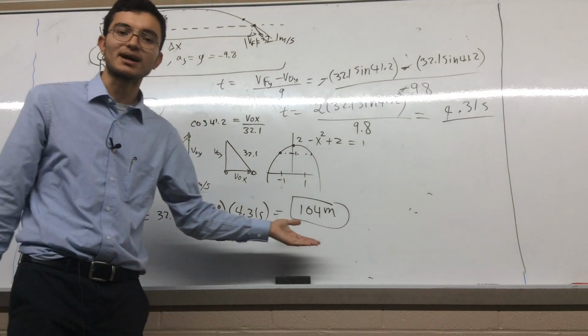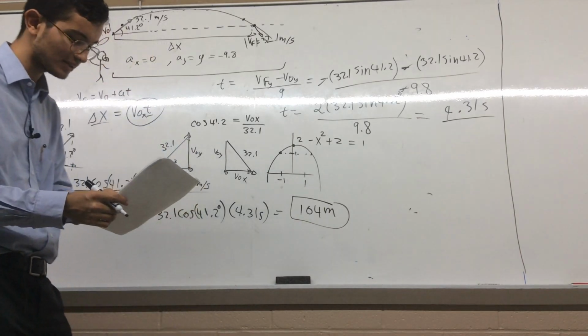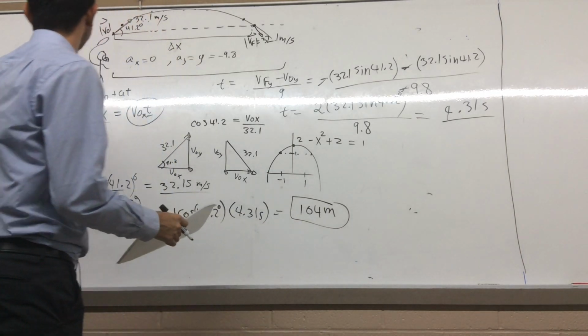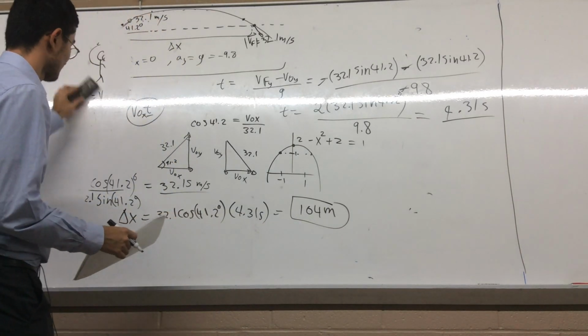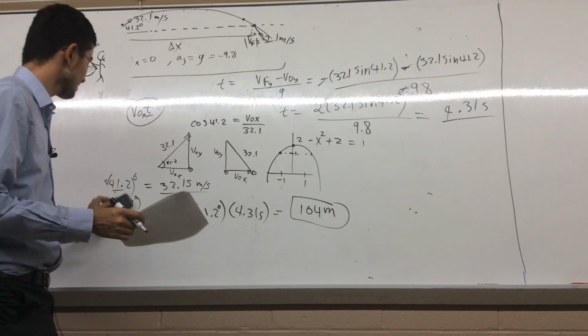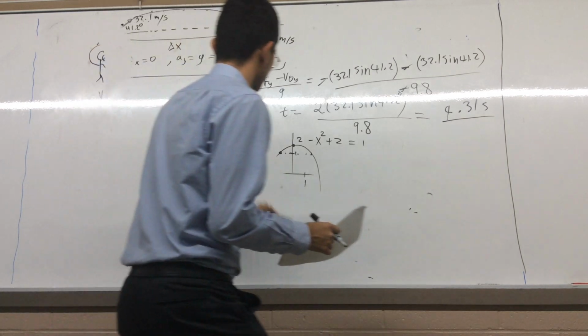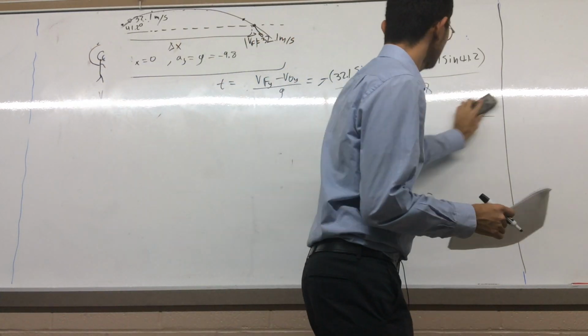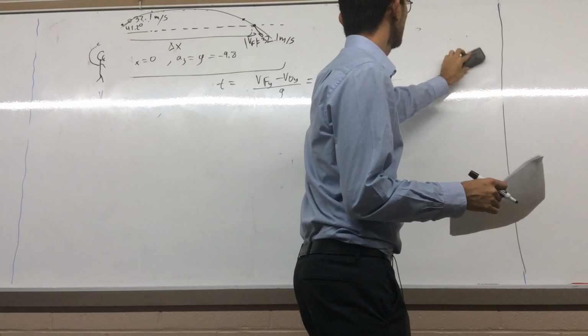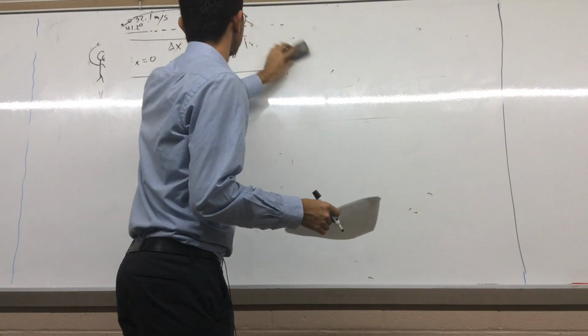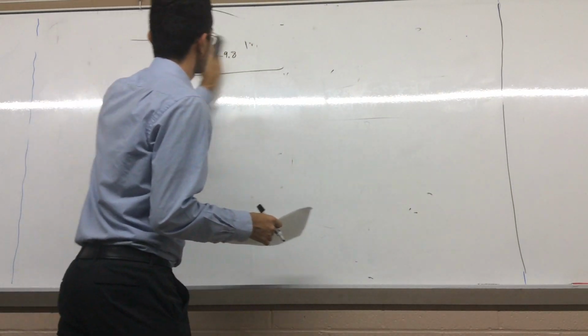So, yeah, the answer is 104 meters. Okay, now let's move on to question 14. This was 13. Oh wait, but I had been asked why we use this. You're right, let me answer that question real quick. Let me just erase this. What if we use the first kinematics equation? We used the first kinematics equation to find time in the y direction. Why not in the x direction?